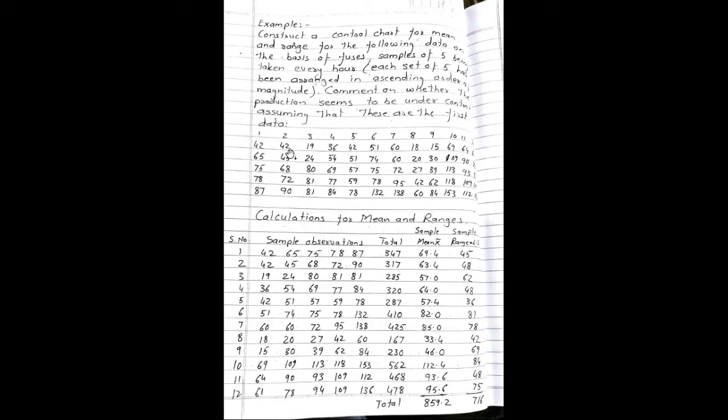Second sample 42, 45, 68, 72, 90. Third sample 19, 24, 80, 81, 81. Fourth sample 36, 54, 69, 77, 84. Fifth sample 42, 51, 57, 59, 78. Sixth sample 51, 74, 75, 78, 132. Seventh sample 60, 60, 72, 95, 138.